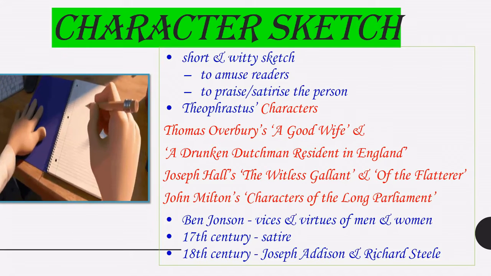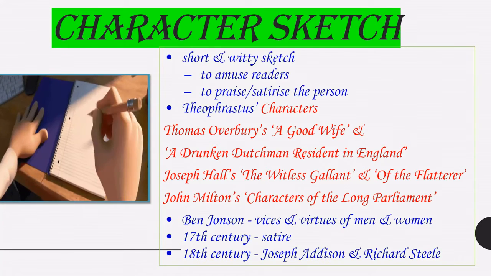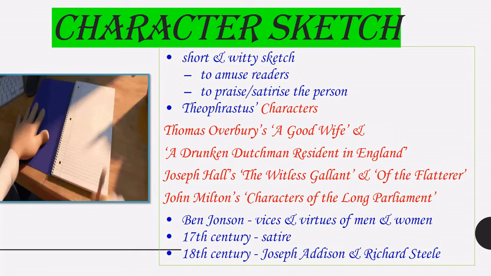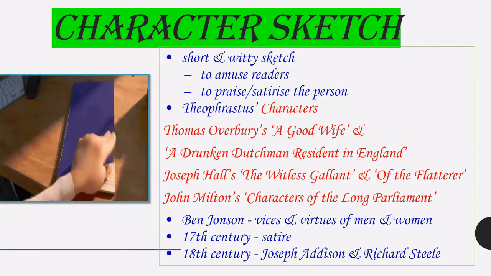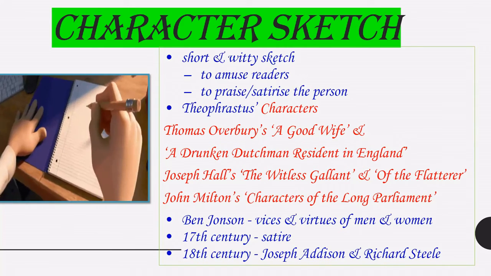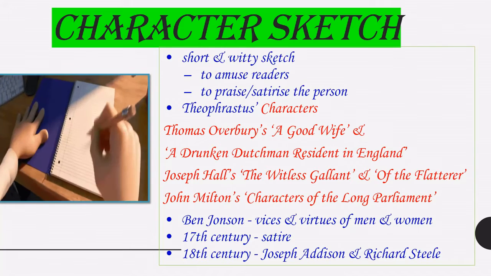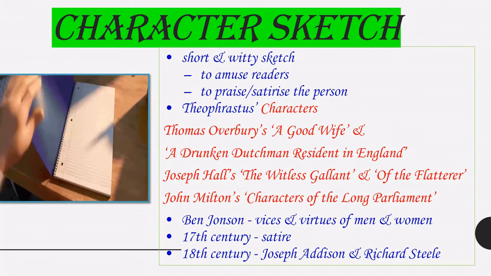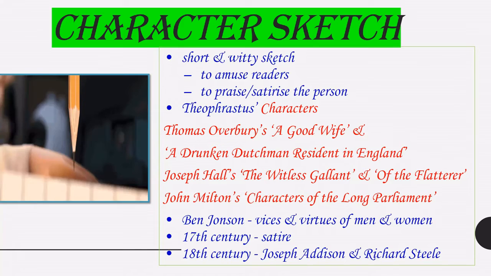This kind of writing became very popular in the earlier part of the 17th century. Some examples of character sketch are Thomas Overbury's A Good Wife and A Drunken Dutchman Resident in England, Joseph Hall's The Witless Gallant and Of the Flatterer, John Milton's Characters of the Long Parliament.